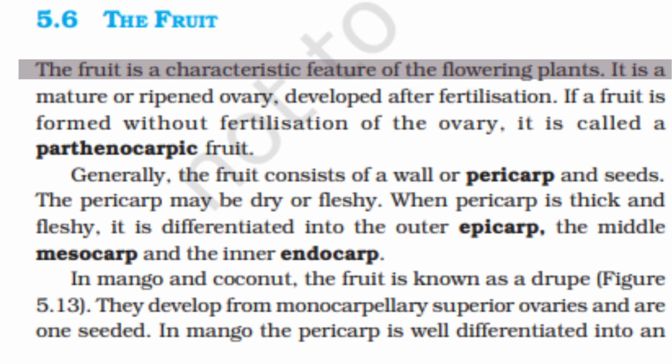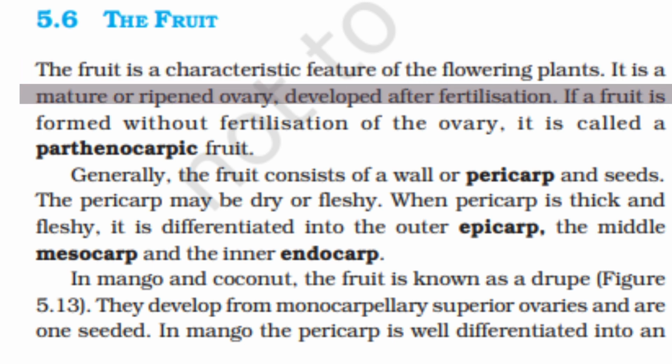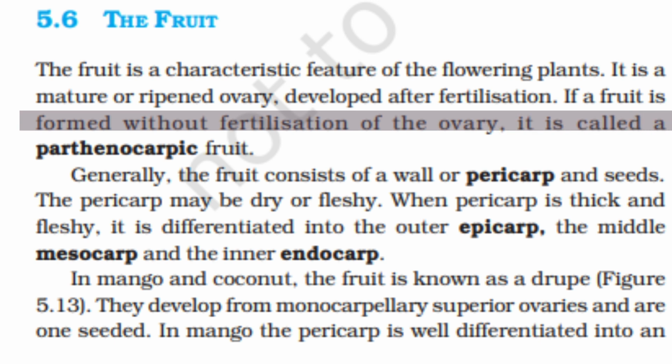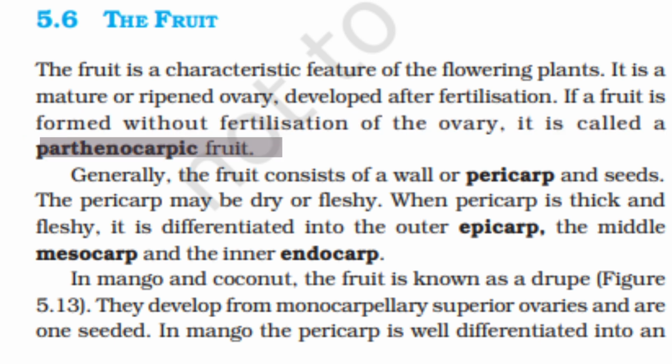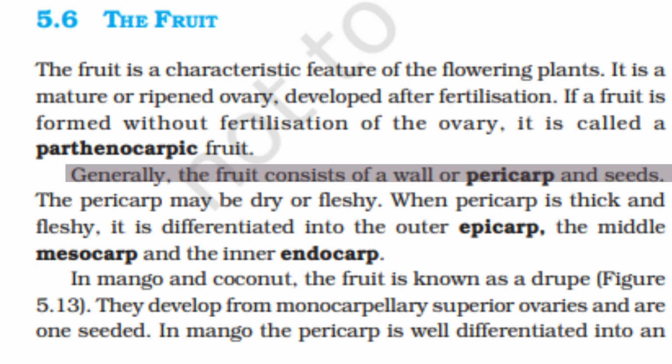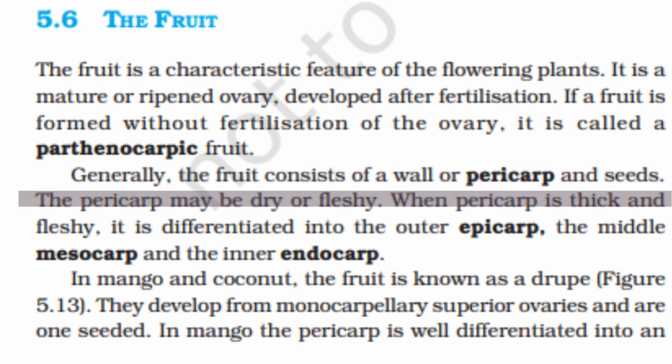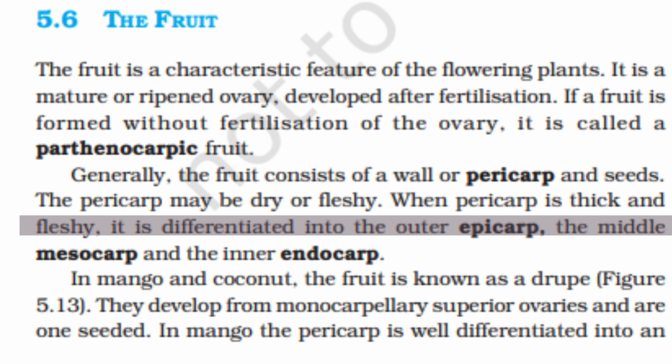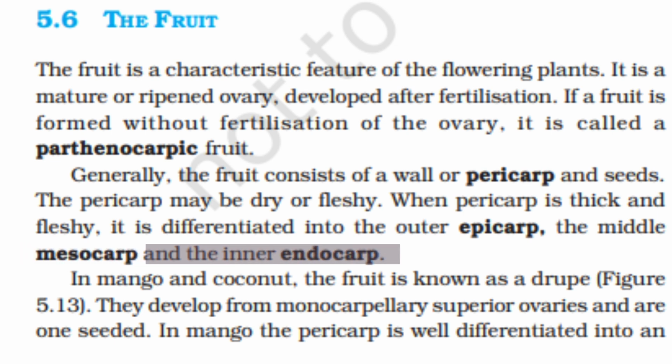The fruit. The fruit is a characteristic feature of the flowering plants. It is a mature or ripened ovary developed after fertilization. If a fruit is formed without fertilization of the ovary, it is called a parthenocarpic fruit. Generally, the fruit consists of a wall or pericarp and seeds. The pericarp may be dry or fleshy. When the pericarp is thick and fleshy, it is differentiated into the outer epicarp, the middle mesocarp, and the inner endocarp.